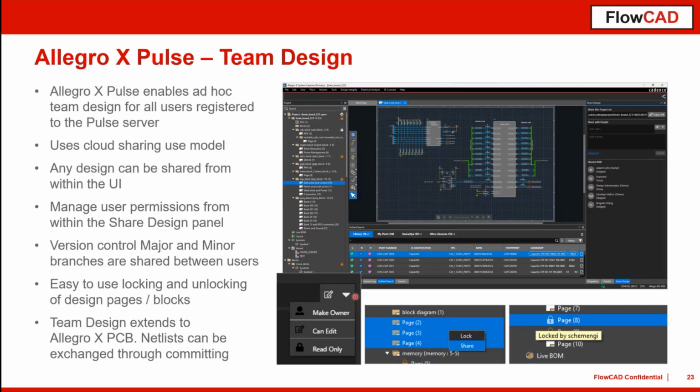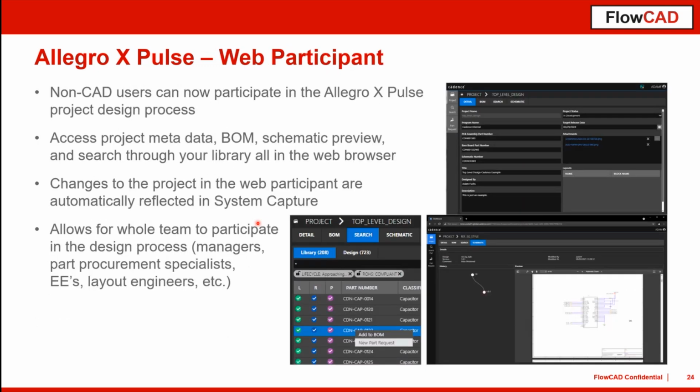Team design, for sure, when you have a Pulse server installed, then you have really full-blown team design possibilities here. You have control over the users, what they can do, what they can see, and so on. For sure, minor, major branches can be generated, and so on and so forth. So really full-blown version control and team design then on the Pulse server machine. So this is some of the possibilities here.